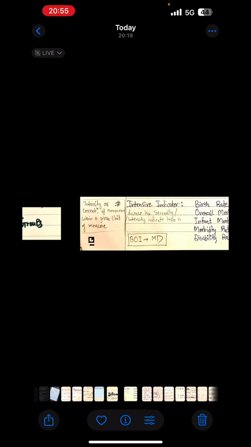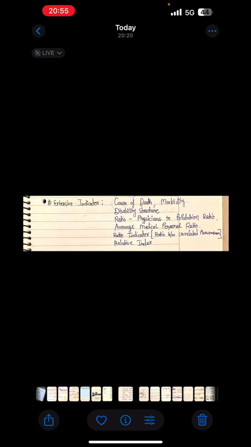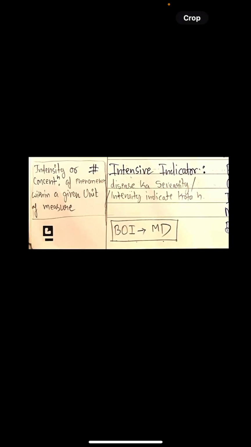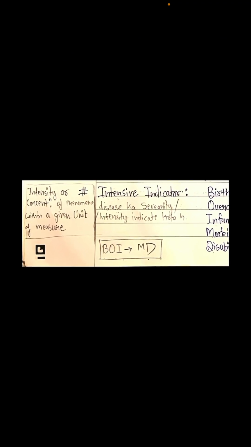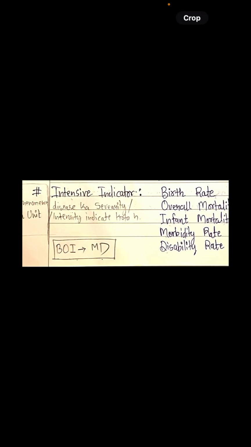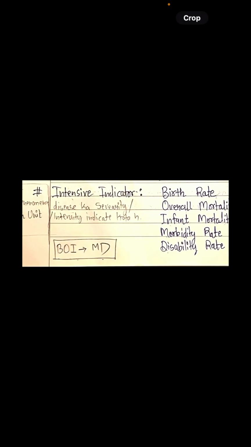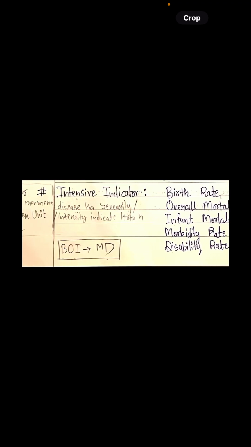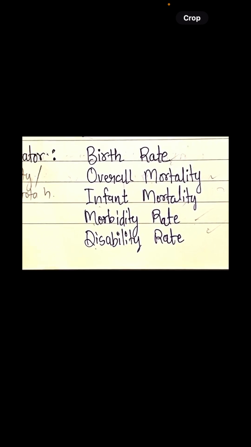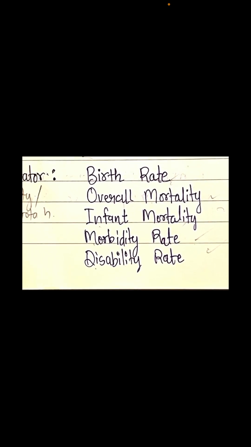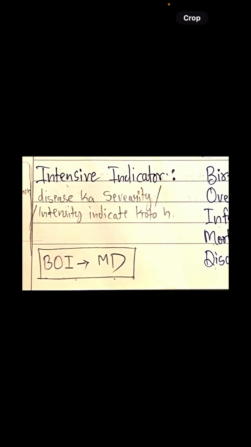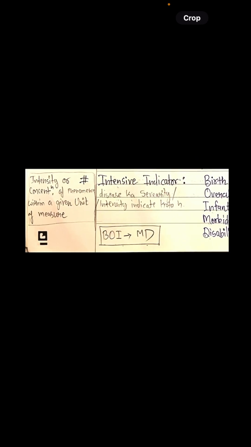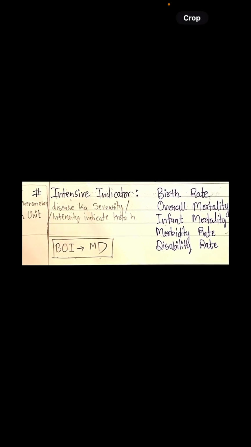Moving ahead, next are the intensive indicator and the extensive indicator. Simply, the intensive indicators are the indicators which tell about the severity of the disease, if any pathology is there, any disease is there. How much is the disease severity? The indicators are birth rate, overall mortality, infant mortality, morbidity rate, like how many people are dying from the same or some particular pathology or some chronic disease. This is what is indicated by the intensive indicator.